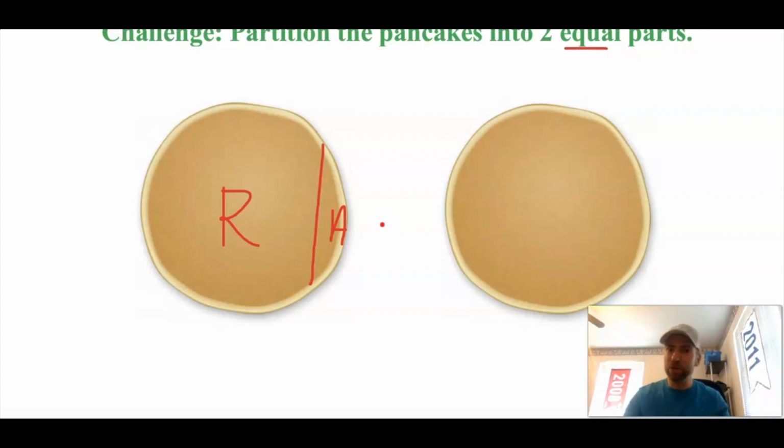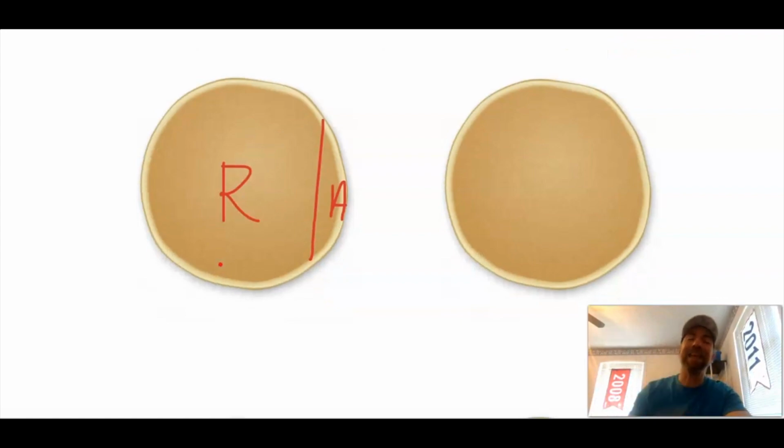Well, hopefully you said no. Mrs. Attardi has a tiny little piece. Mr. Renzi has this really big piece. So they are not partitioned into two equal parts. One is bigger than the other. But that's okay. I do like Mrs. Attardi. Let me take another pancake and let me partition this one into two equal parts.